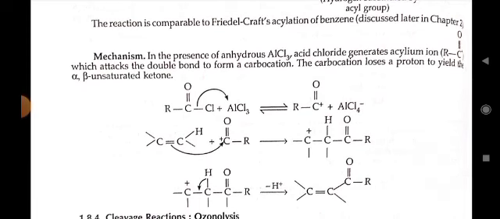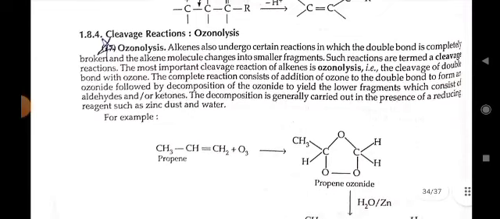Mechanism: in the presence of anhydrous AlCl3, acid chlorides generate an acylium ion, which attacks the double bond to form a carbocation. The carbocation loses a proton to yield the alpha beta unsaturated ketone.